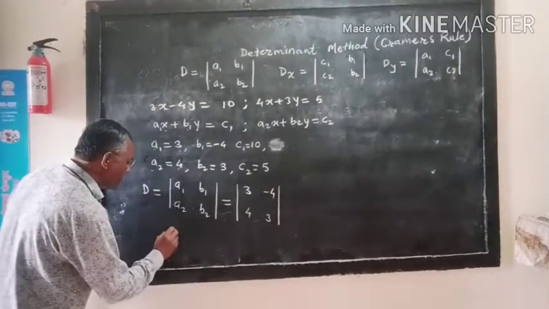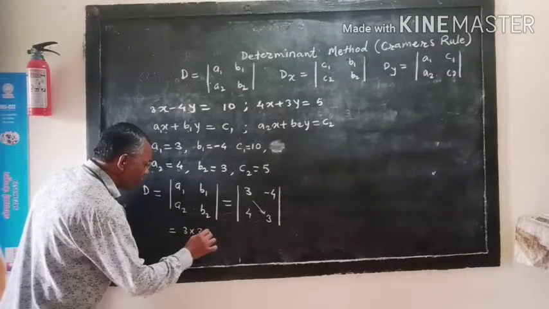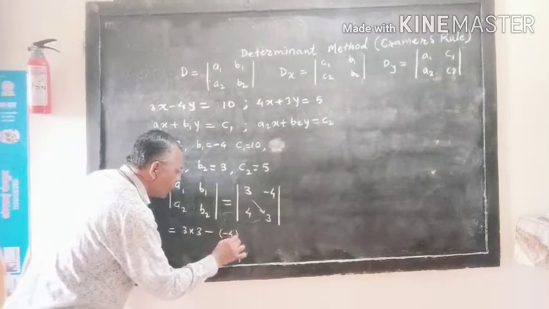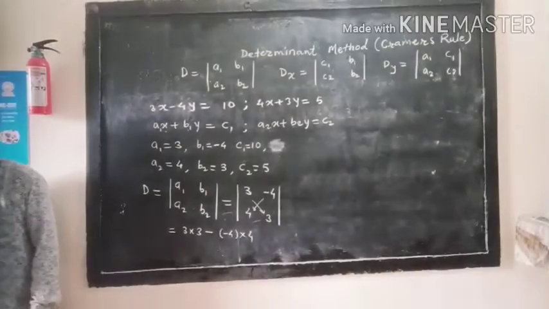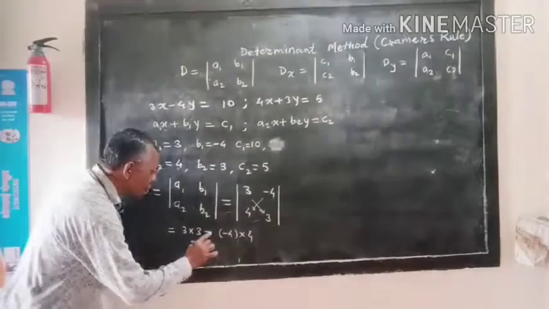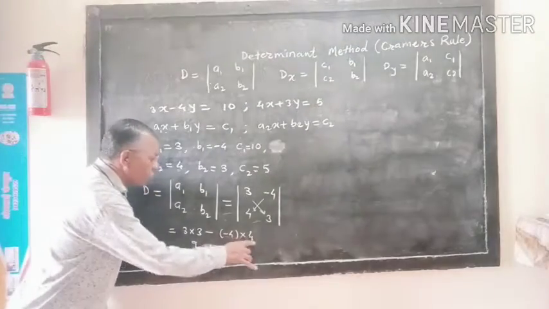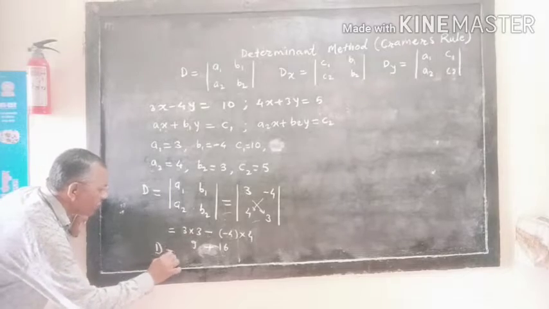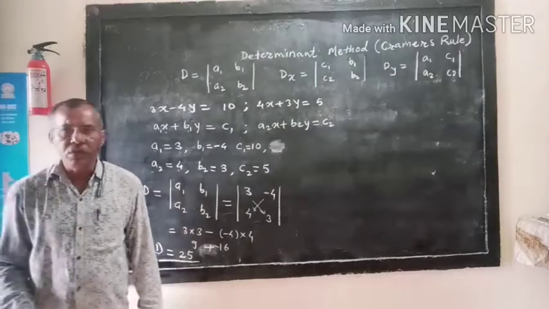Therefore d is equal to, you have to cross multiply it. 3 into 3 and sign minus, and here minus 4 into 4. Now multiply 3 into 3, that is 9, minus and minus becomes plus here, plus 4 into 4, that is 16. And the last answer, d is equal to 25. It is the value of d. Value of d is equal to 25.